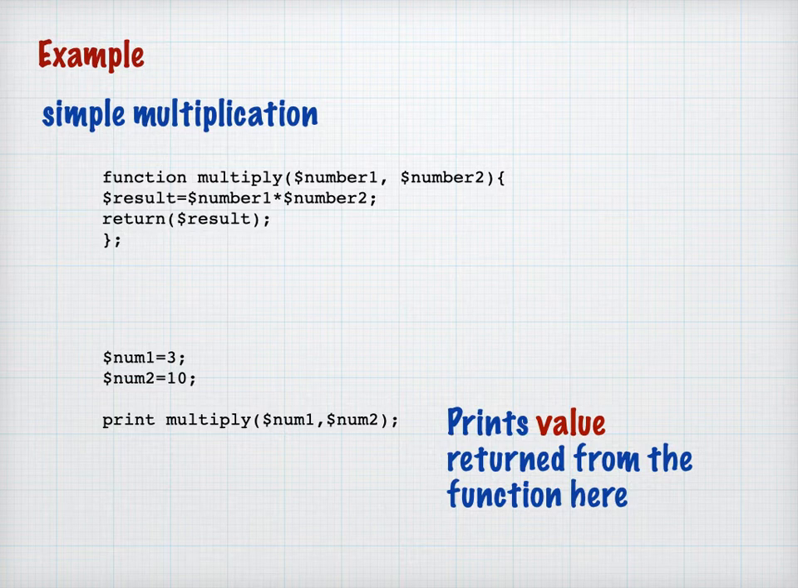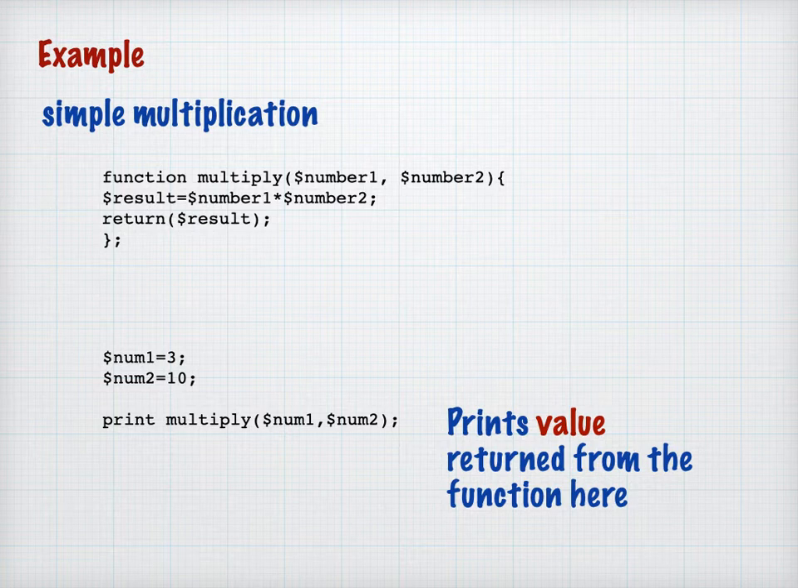Now, let's think about the actual body of this function. What's it actually going to do? Well, if we want to multiply, we're going to multiply number 1 by number 2, and we're going to put that value somewhere. So I'm going to make up a third variable called result. What's the final thing that this function does? Well, it returns that result back. Now, that's a little function. You can see we're going to pass in 2 values. We're going to get 1 value back.